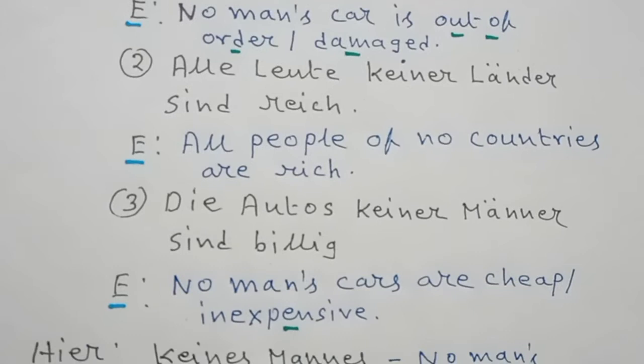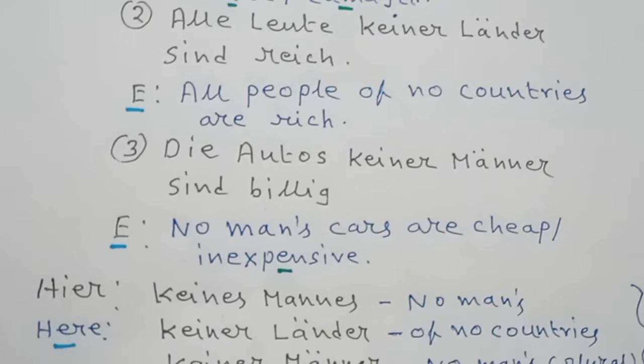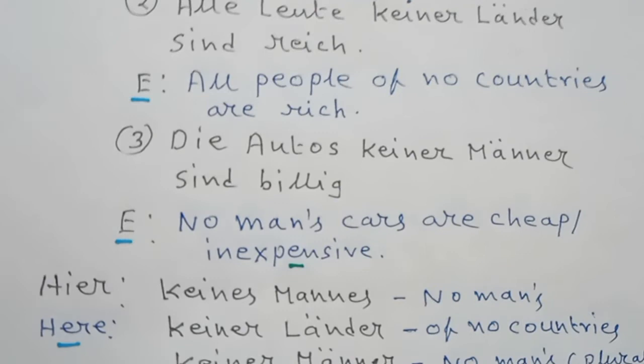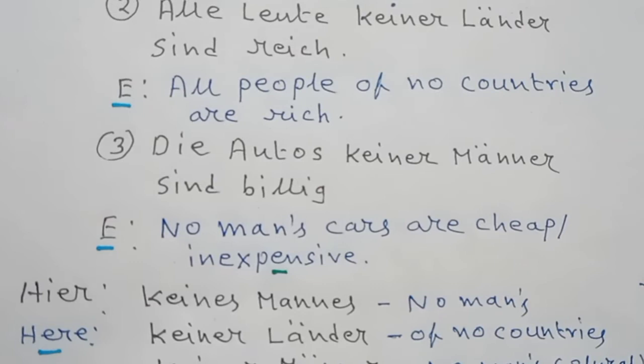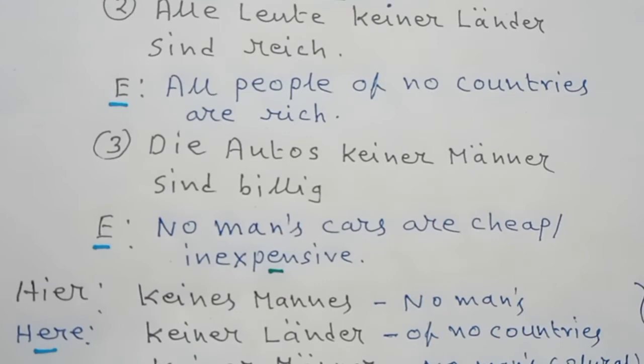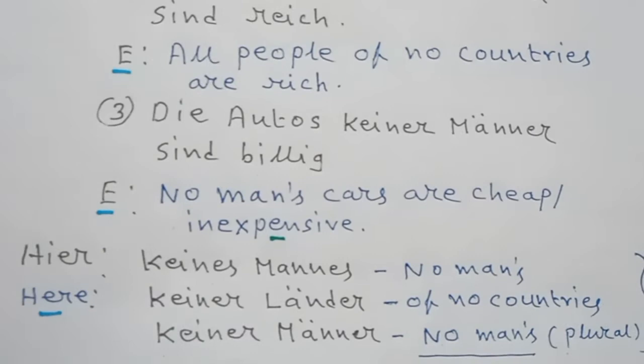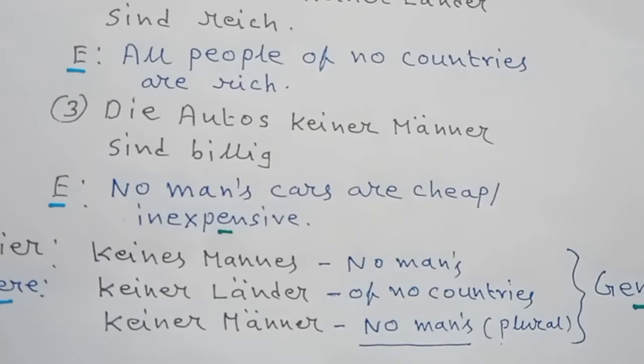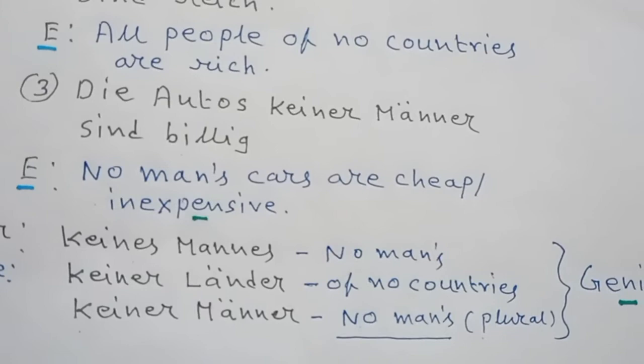Number three: Die Autos keiner Männer sind billig. No man's car, that is, or no man's cars are cheap or inexpensive. Here is the plural form: Die Autos keiner Männer sind billig. English: no man's cars are cheap or inexpensive. Here, keines Mannes, no man's; keiner Länder, of no countries, plural; keiner Männer, no man's, plural form, genitive.